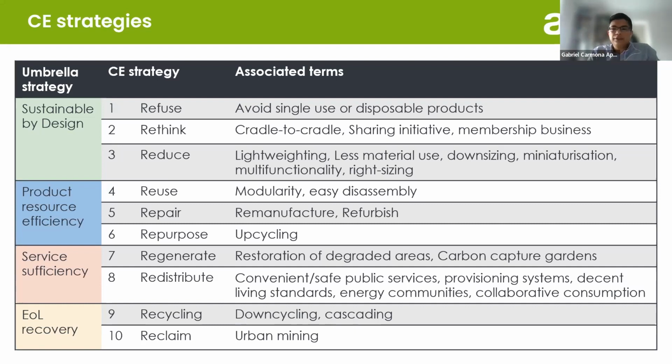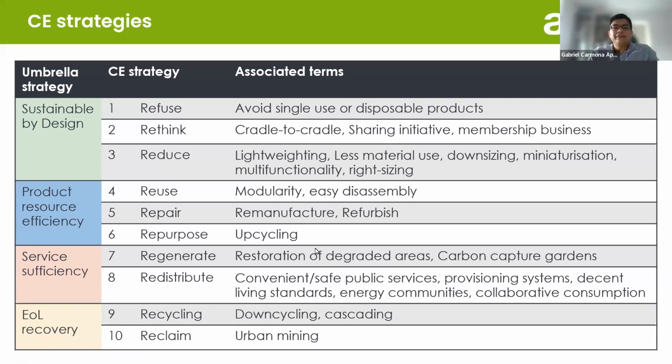Then we have a third category, which is the service sufficiency through regeneration, which, for example, could include the restoration of degraded areas, like in bauxite mining, or carbon capture gardens, which is promoting green areas within my company, or the green areas that surround my companies, and redistribution, which could be achieved through the provision of convenient and safe public services, or provisioning systems, decent living standards, energy communities, collaborative consumption.